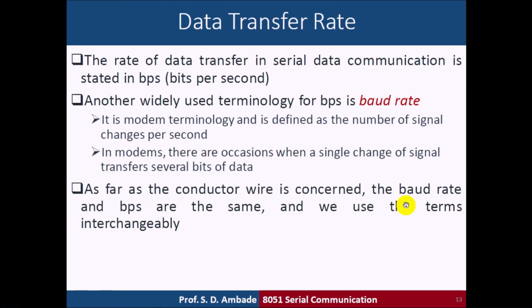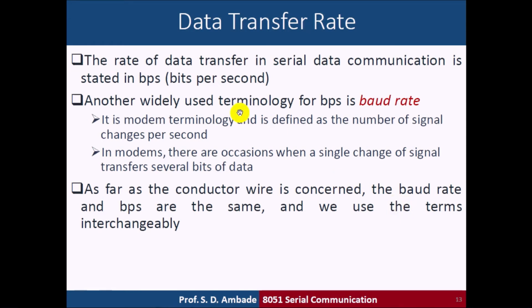What is data transfer rate? The rate of data transfer in serial communication is stated in bits per second, BPS. How many bits are transmitted per second? Another widely used terminology for BPS is baud rate. It is a modem terminology and is defined as the number of signal changes per second.